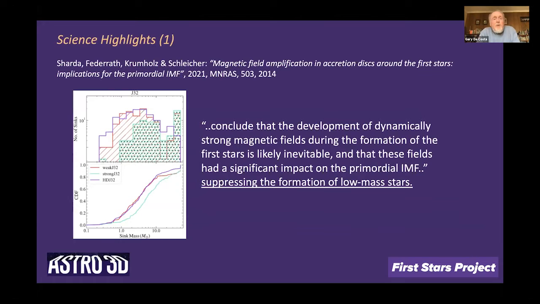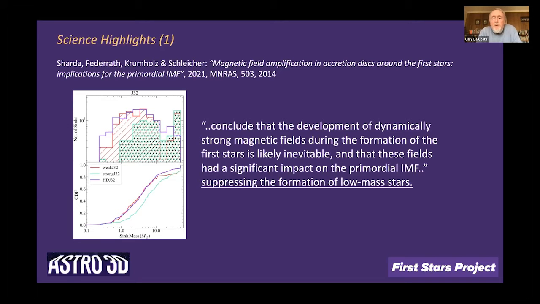So I'm just going to talk about some science highlights. In the subsequent talks of this, you will hear some other exciting science. Let's start off by pointing to a theoretical paper by PhD student Piyush Sharda and his supervisors about how magnetic fields can affect the primordial mass distribution of stars.